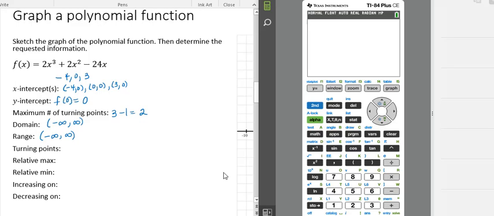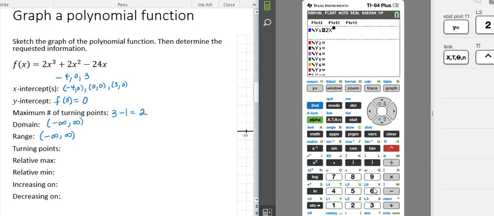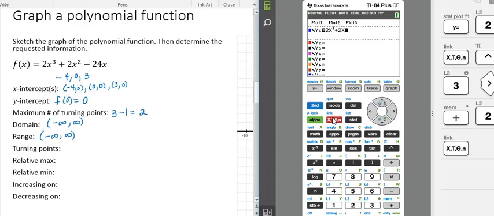Okay, now we want to use our calculators to see if we can find some additional information about the graph of this function. We're going to go to the y equals screen and input our function, which is 2x cubed plus 2x squared minus 24x. And now we're going to graph.